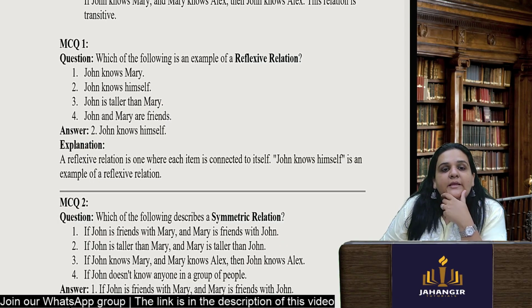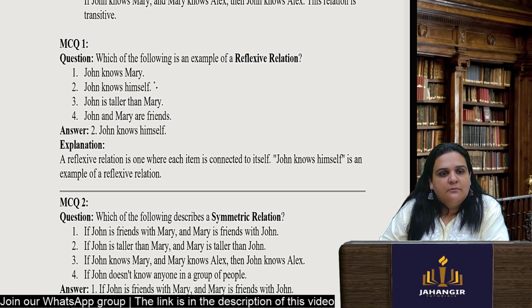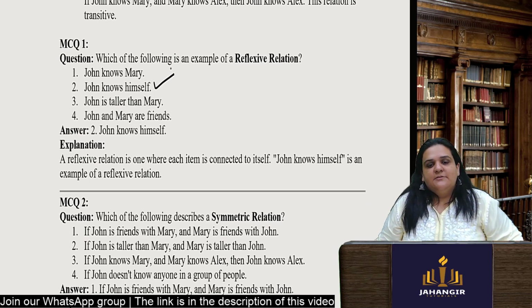Which of the following is an example of reflexive relation? Reflexive means you are connected to your own self. You know it by your own self. John knows Mary. John knows himself. This is the best one. John is taller than Mary. John and Mary are friends. Nothing else will suit a reflexive relationship.